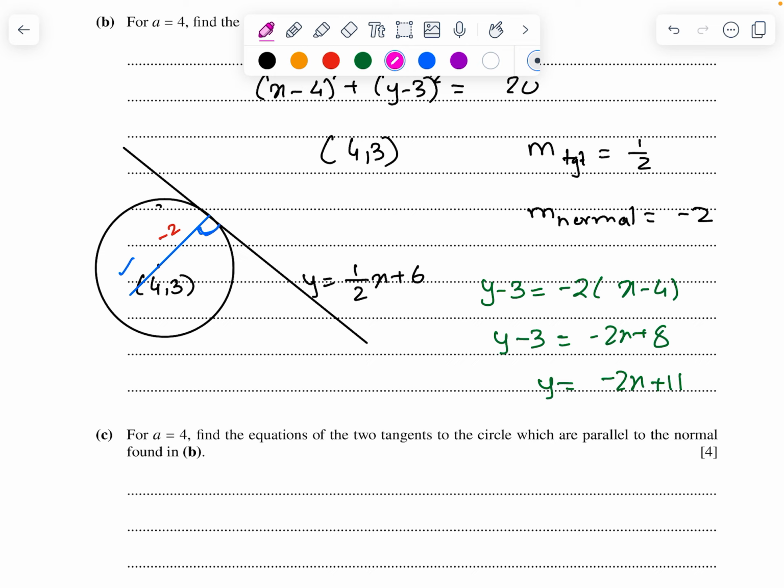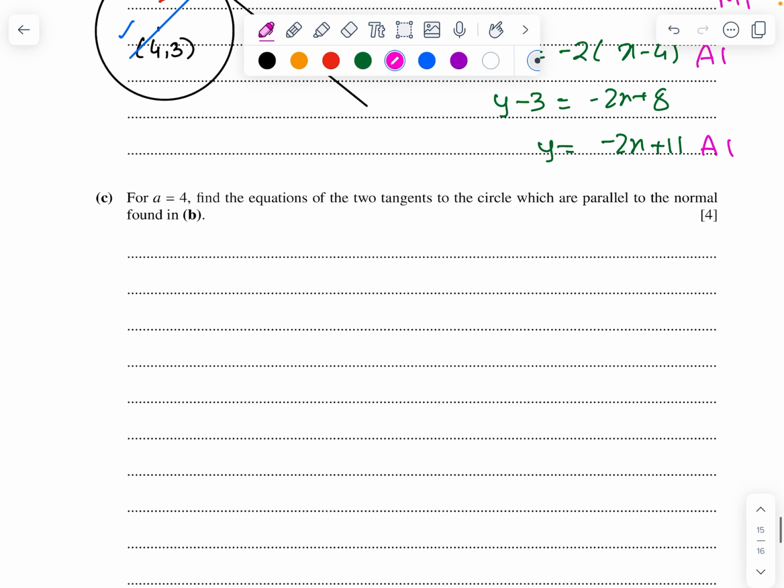It is a 4 marks question: a method mark for getting the slope and getting the center, and an accuracy mark for using this formula and getting the answer. Next: for a equal to 4, find the equations of two tangents to the circle which are parallel to the normal found in part B.